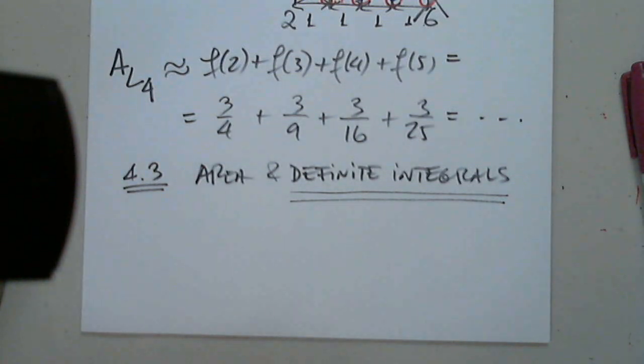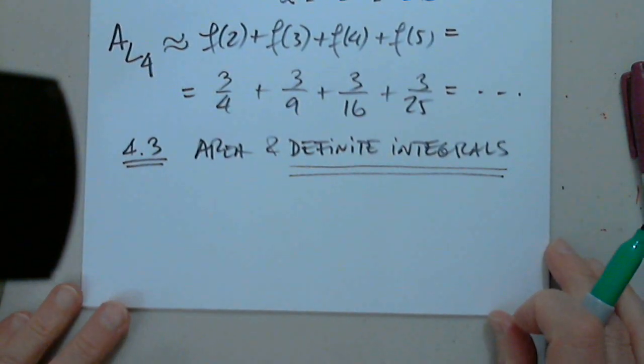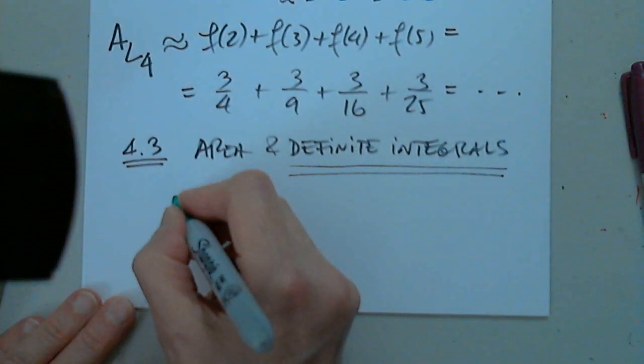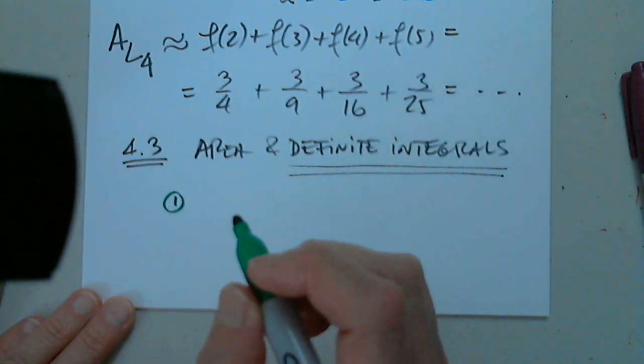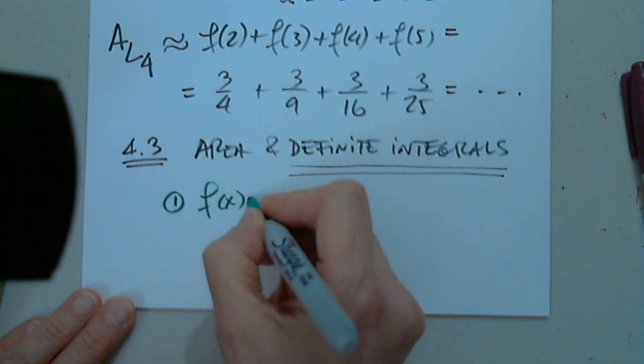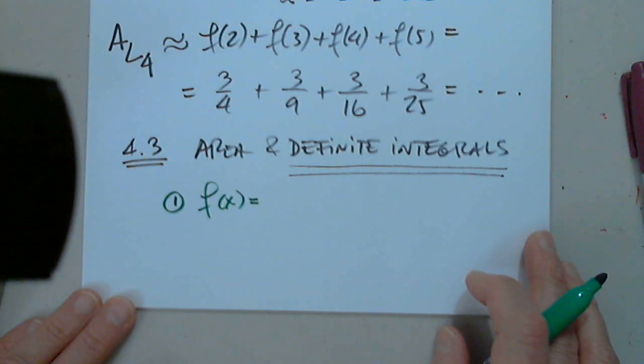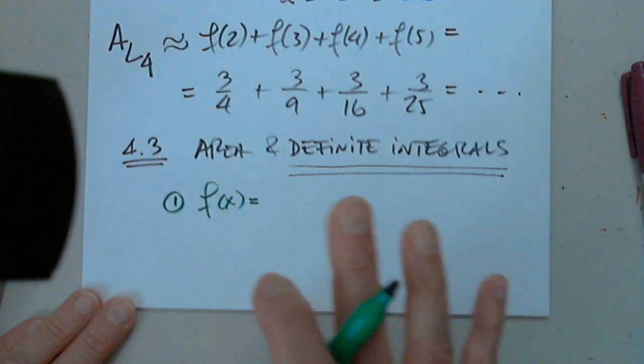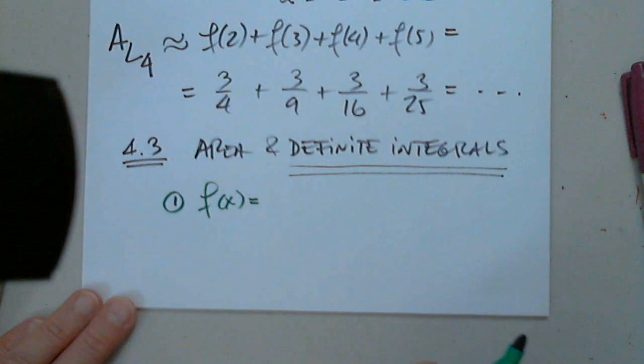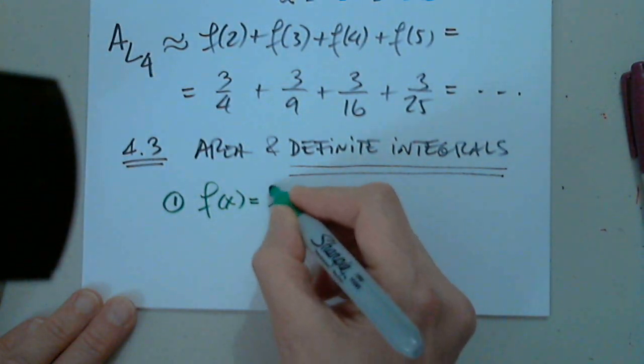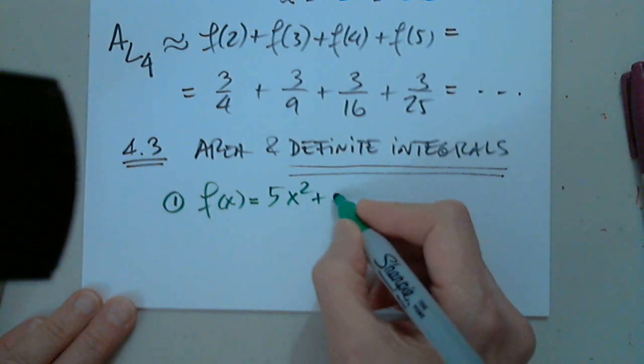So first thing, I want to refresh your memory on one thing. Number one, give me a function, any function you want, because I want to make sure that this is clear again. I know we reviewed this several times. Let's review it one more time. So give me any function you want. 5x squared plus e to the x.